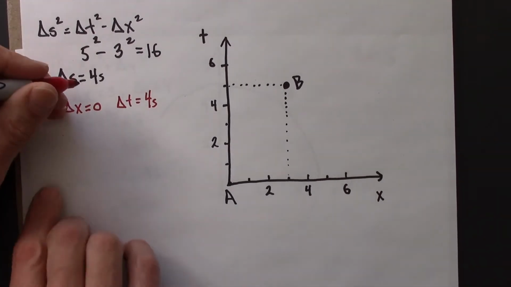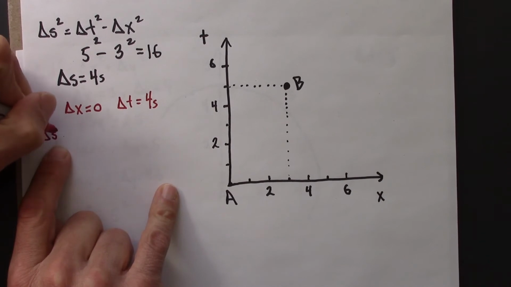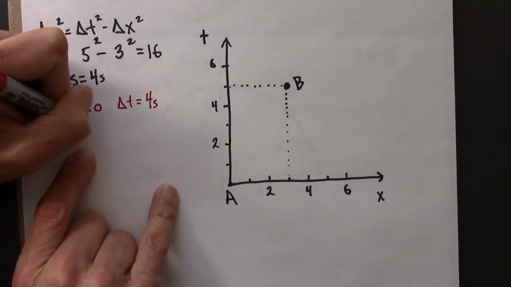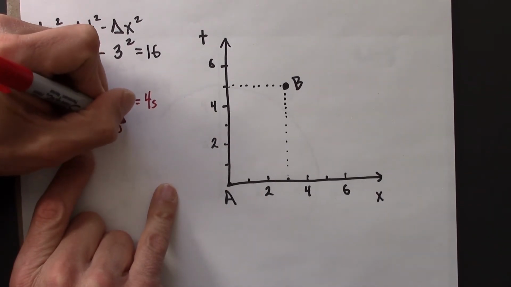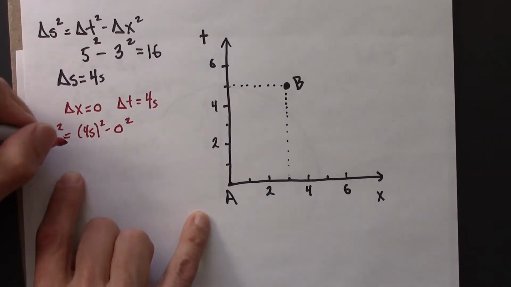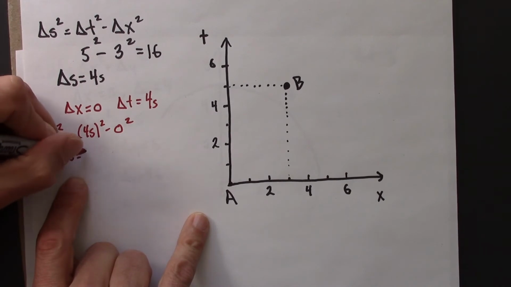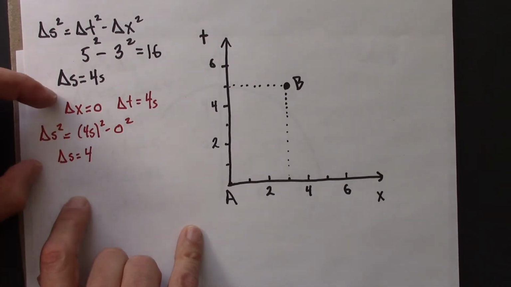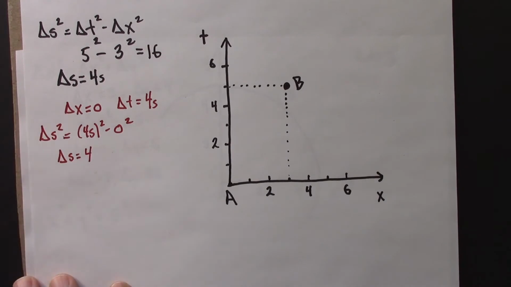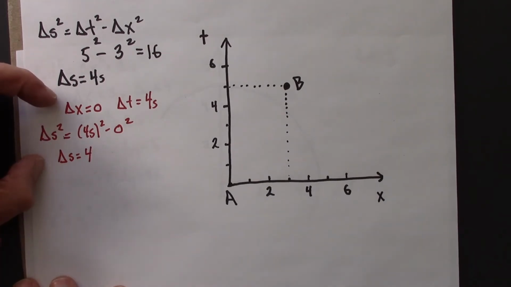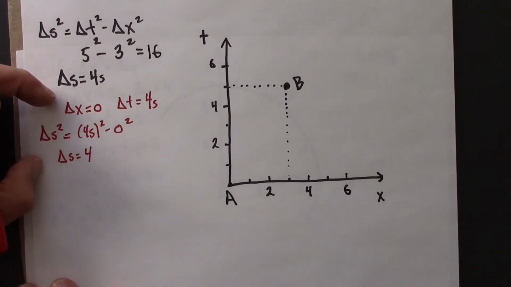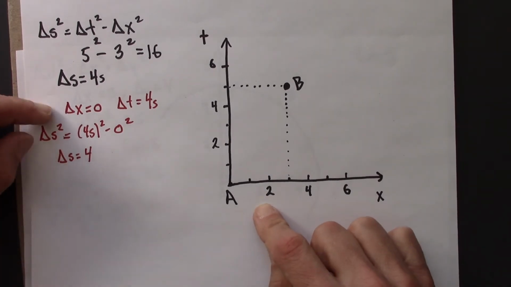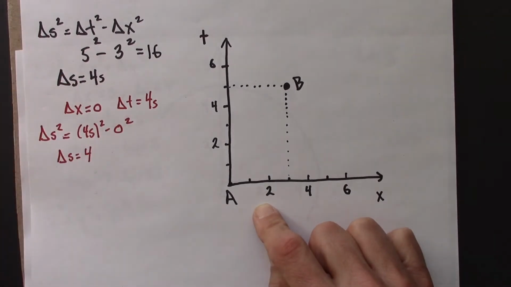And to see this, delta s squared. So there could be an observer in a different inertial reference frame who might have different measurements for these points A and B. And they could be x equals 0, t equals 4.